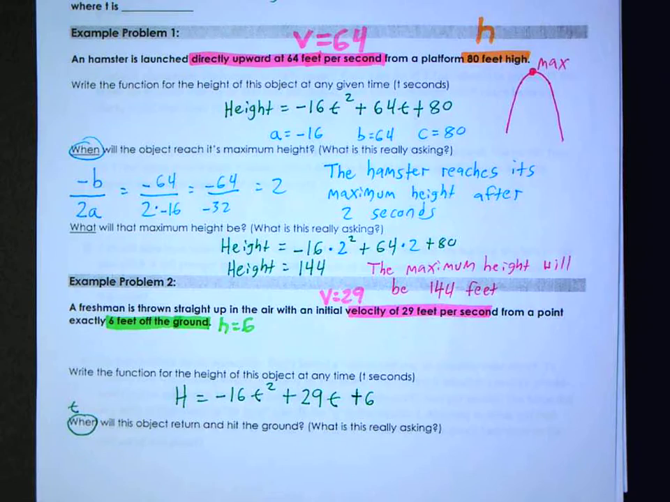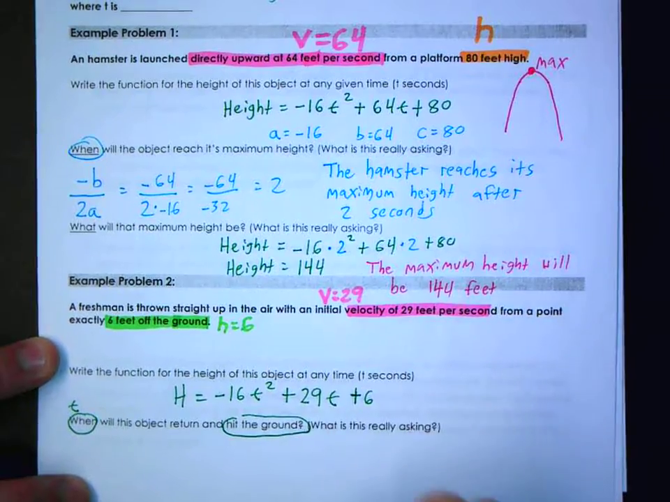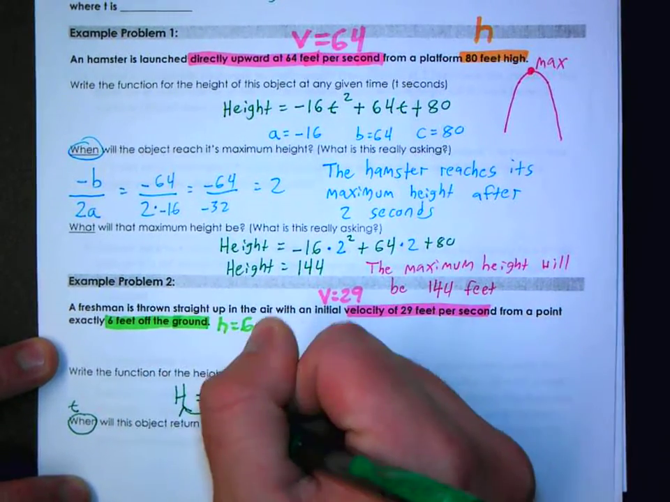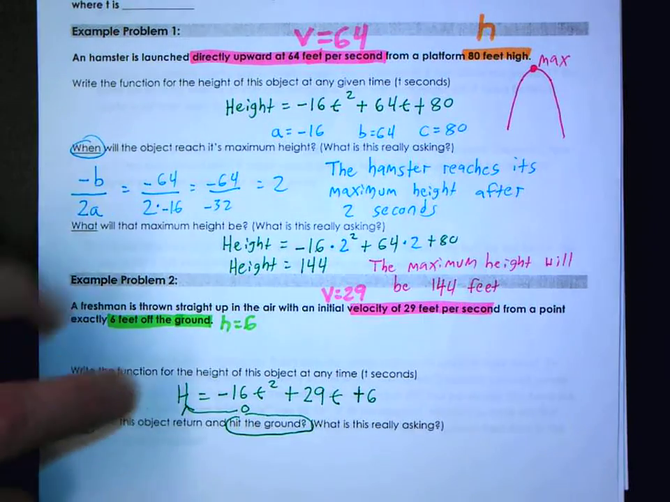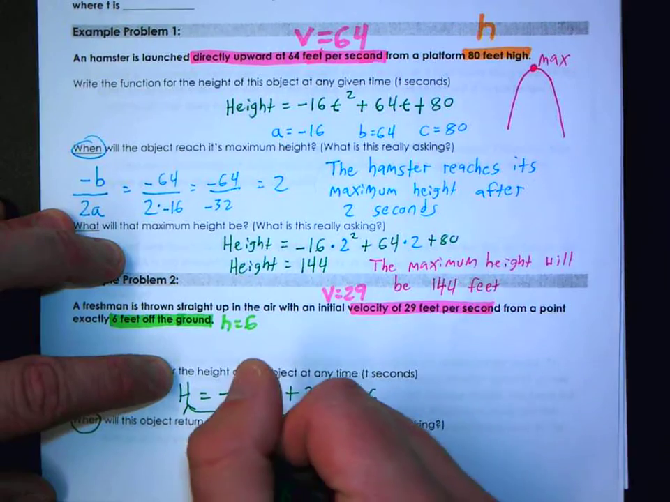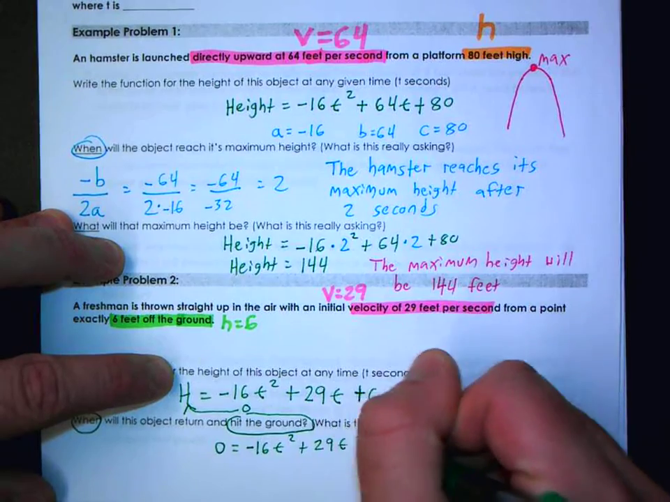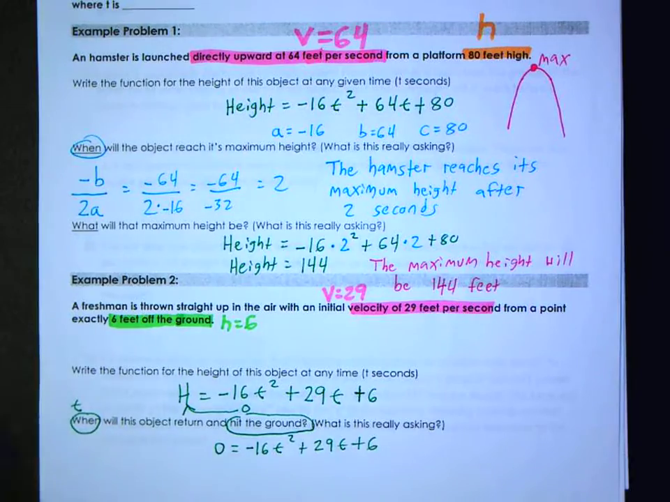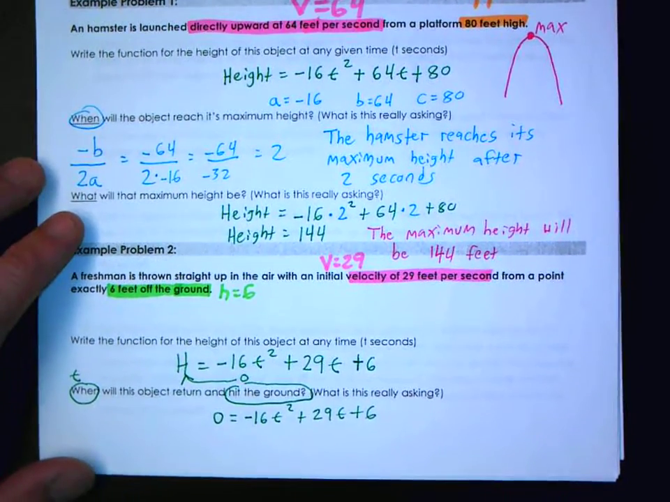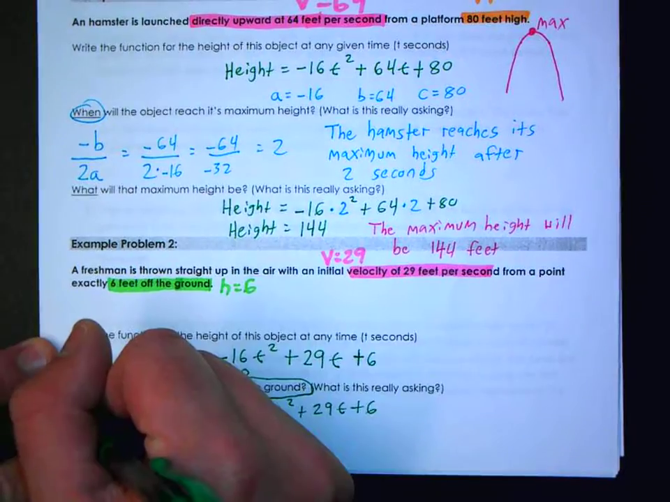So when would be time? When it hits the ground, that's when this is 0. That's when it hits the ground. So I'm going to put 0 here. Now, we learned how to find the t value. We just had x's. So we're still going to do the same thing.